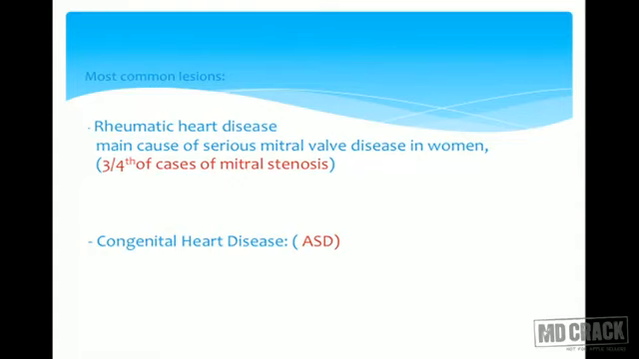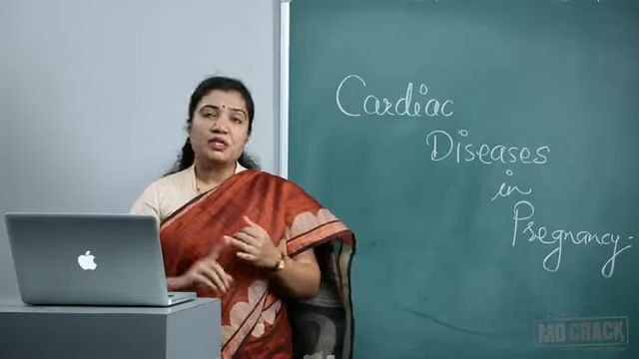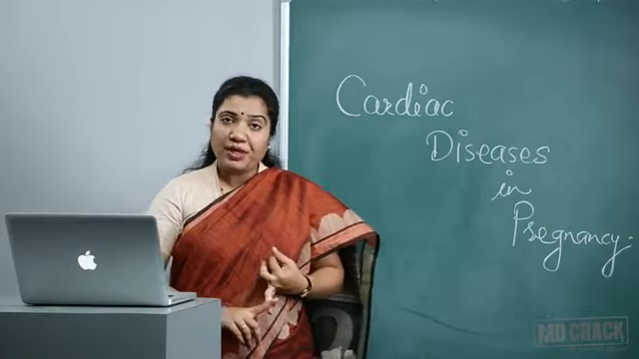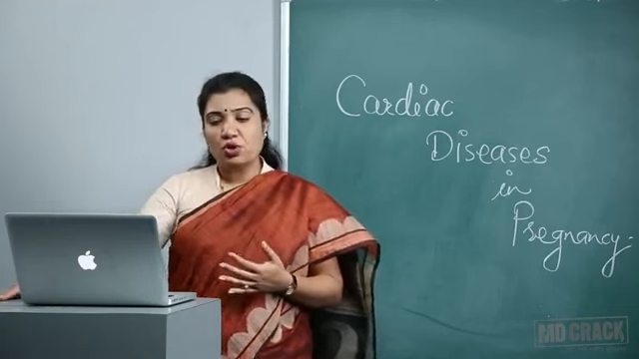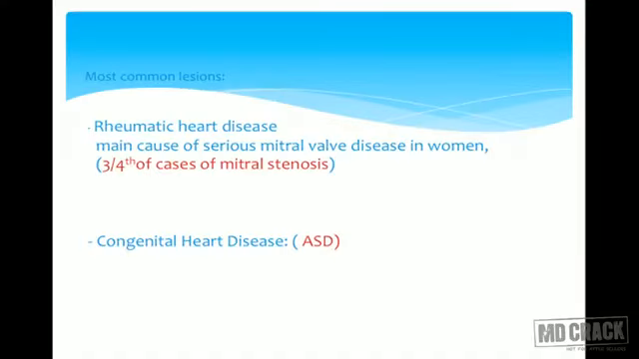Let's give weightage to the diseases which are most commonly seen. Rheumatic heart disease is the main cause of serious mitral valve disease in women. Almost 3/4 of the causes of mitral stenosis are because of rheumatic disease. So we should all know penicillin prophylaxis and the care to be taken during rheumatic heart disease. We should be well versed with this disorder. The most common congenital heart disease seen is ASD.